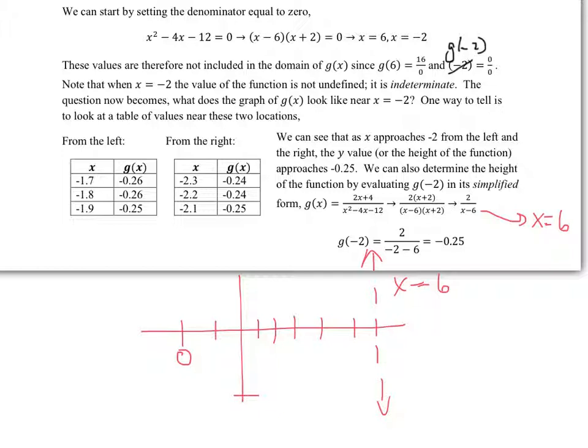Well, this is a hole in the graph. The reason I know to put it there is because I have a coordinate. The coordinate is -2, comma, whatever I get either from my table approach or from plugging -2 into the simplified form of g of x. So take -2, plug it in after you've canceled the factors that cause this indeterminate value. Once you plug that in, you'll get the y value. That's where it's going to be on the graph.